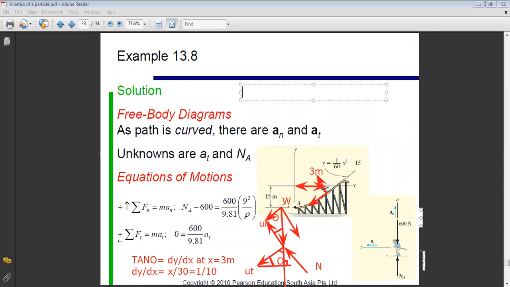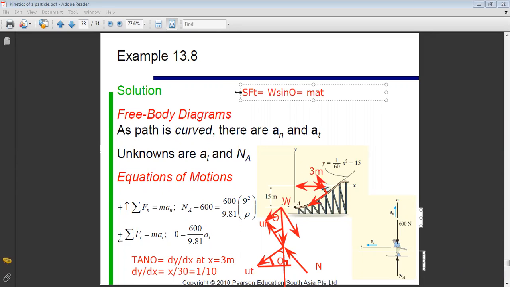So if I now write the sum of tangential forces, what do I have? I have only the projection of the weight, which is W sine theta, equal to what? Equal to m times at.